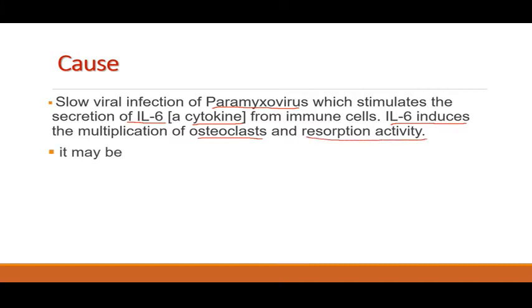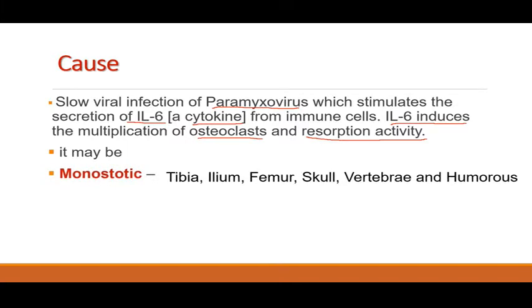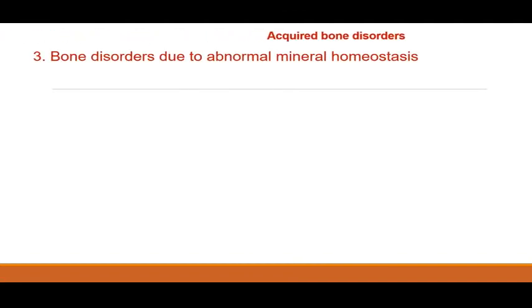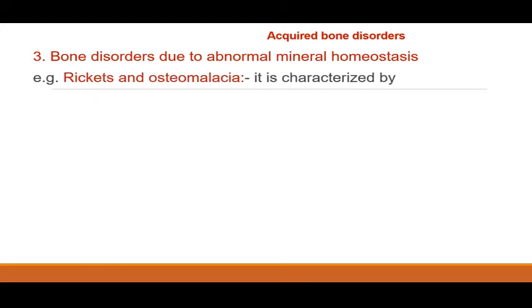This IL-6 induces the multiplication of the osteoclasts and resorption activity. Paget's disease may be monostotic when it occurs in the tibia, ilium, femur, skull, vertebrae, and humerus, or may be polyostotic when it occurs in the pelvis, spinal, and skull bones. In this section, we will study the third category: bone disorders due to abnormal mineral homeostasis. This includes rickets and osteomalacia.